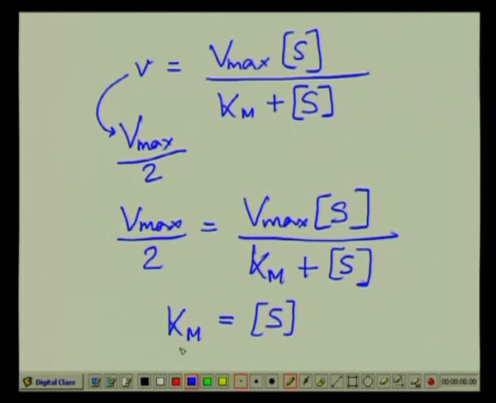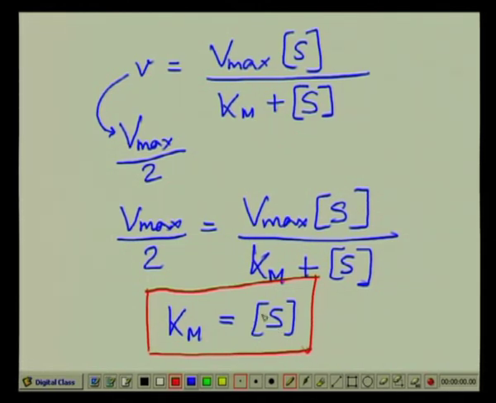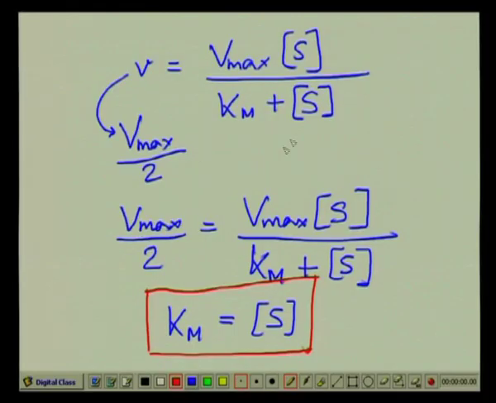So, what does this mean? It means that the Km, or the Michaelis constant, is the substrate concentration when half the maximum velocity is attained. So, all you have to do is just do the algebra. Now, let us go back.